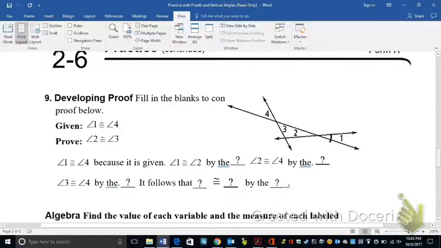So here, when I'm looking at this, I say 1 and 4 because it is given, and then I'm asked to justify why angle 1 has to be congruent to angle 2. Well, if I look at angle 1 and angle 2, I see they're vertical angles. So I plug in the vertical angle theorem, because the vertical angle theorem says that vertical angles are congruent. Two is congruent to 4.